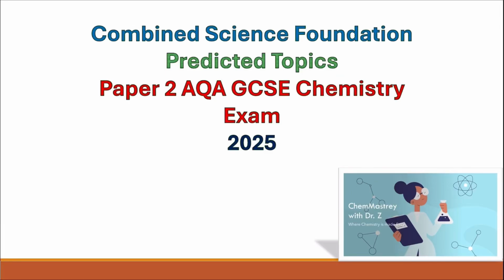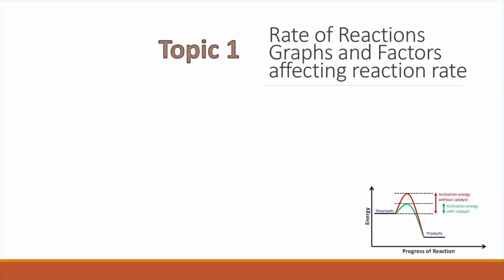Combined Science Foundation predicted topics for Paper 2, AQA GCSE Chemistry exam 2025. The first topic is the rate of reaction, graphs, and factors affecting reaction rate.